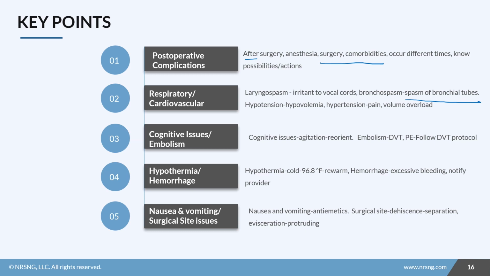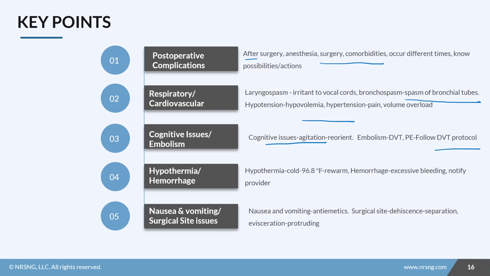Cardiovascular complications can also occur, like hypotension, which is usually because of hypovolemia, and hypertension, which can be from pain, anxiety, or volume overload. Cognitive issues like agitation, confusion, and delirium can occur usually due to anesthesia, so reorient the patient and provide pain management if necessary. Embolisms are also a complication which can result in a DVT or PE. You need to follow your facility's DVT protocol.